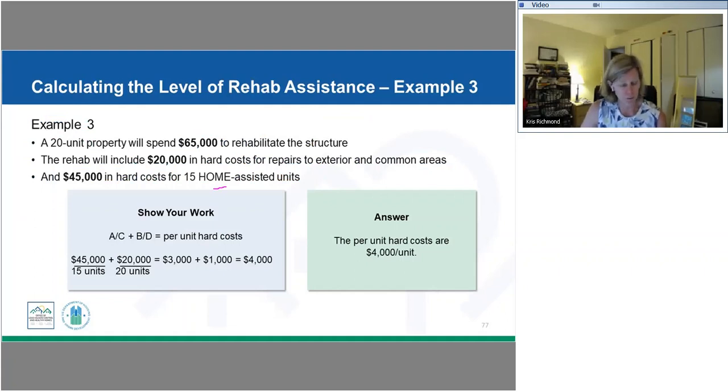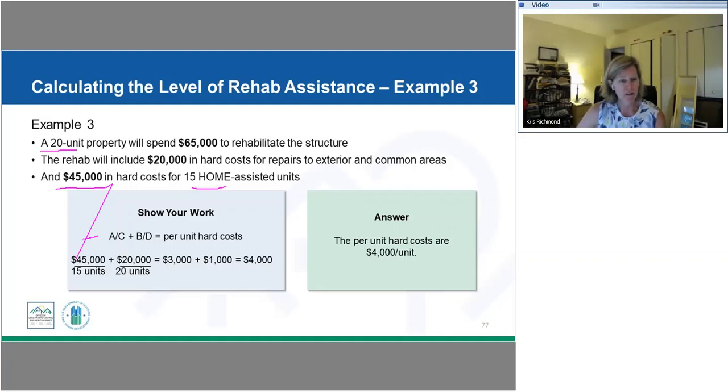We have our formula here, so we're taking A divided by C. Remember, A was our rehab hard costs for all assisted units, excluding common areas and exterior services. We're dividing that by the number of federally assisted units in the project. And then we need to determine the right side of that formula, where we're looking at B, which is the rehab hard costs for the common areas and exterior work, and that's going to be divided by D, which is the total number of units in the project. Okay, so let's find A. Let's find our rehab hard costs. Our rehab hard costs right here are $45,000. We put that right there at the top.